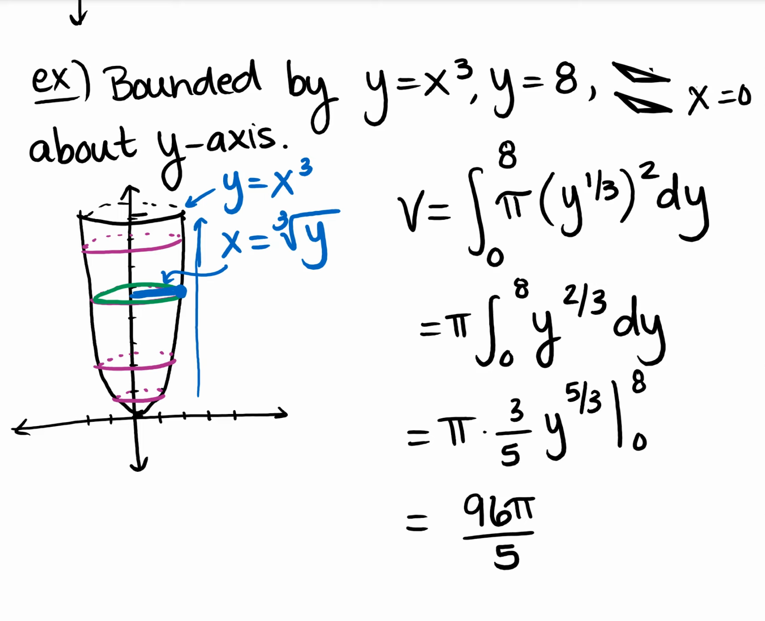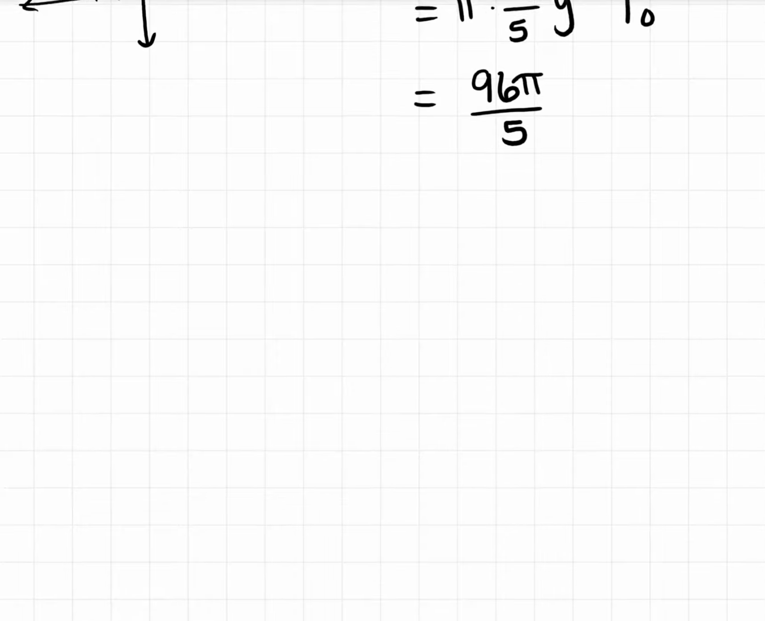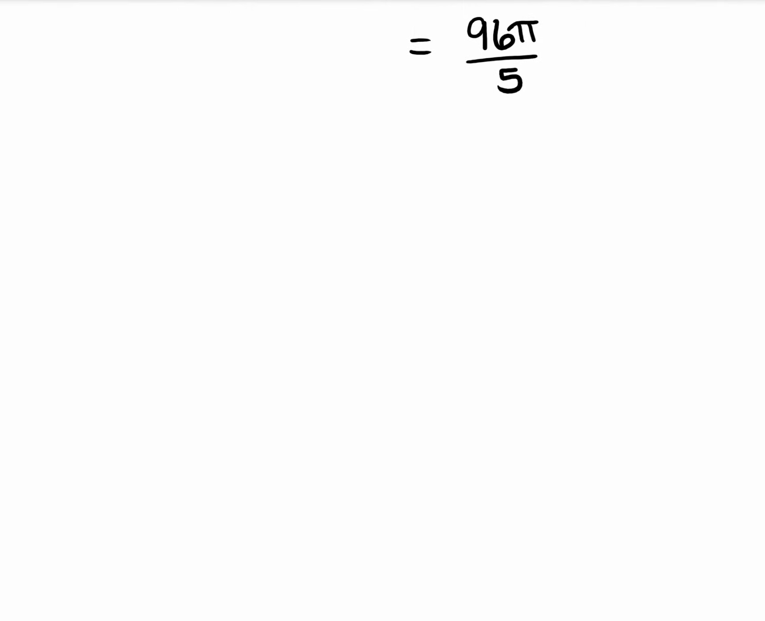All right, let's talk about washers. So I would like to do another example, but dealing with washers. Washers are going to happen when we take two functions and we look at the area between those two functions, and it gives us kind of a gap. So the example I'm going to do: find the region enclosed by the curves, blah, blah, blah.